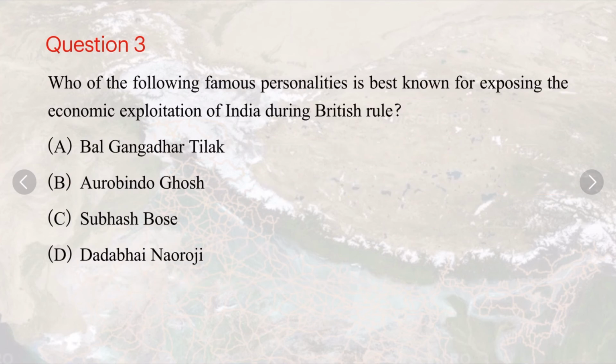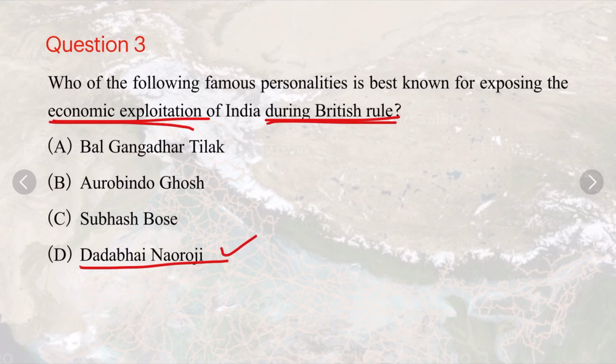Then question number 3: which of the following famous personalities is best known for exposing the economic exploitation of India during British rule? During British rule there were a lot of significant personalities, and during the early phase of the Indian national movement, the harsh critique of British rule was coming in terms of its economic exploitation. The moderate members of the Indian National Congress were working to expose the economic exploitation by the British. And Dadabhai Naoroji was the best critic of British rule in terms of its economic policies.